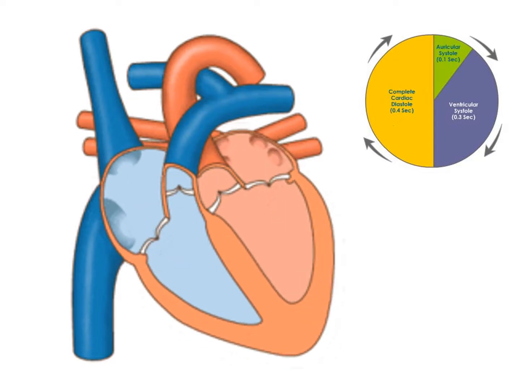See here in this figure, the blue colored part of the heart receives the deoxygenated blood, whereas the red color receives the oxygenated blood from the lungs. During the first phase, that is the auricular systole, the auricles contract. The left as well as the right auricle contract and deposit the blood to the ventricle.